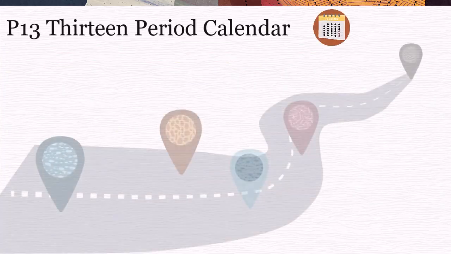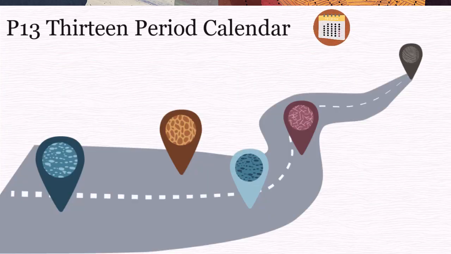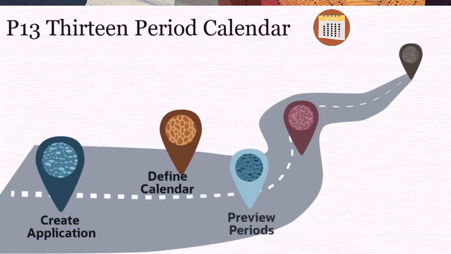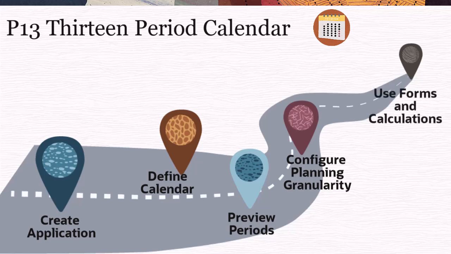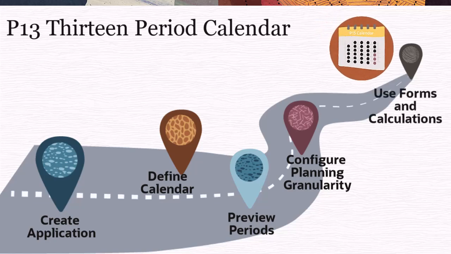With a 13-period calendar, you can standardize planning periods, support consistent year-over-year comparisons, and align planning and forecasting with weekly or period-based business cycles. You define the calendar once during application creation, and planning applies that logic to supported modules, custom plan types, forms, dashboards, and calculations.